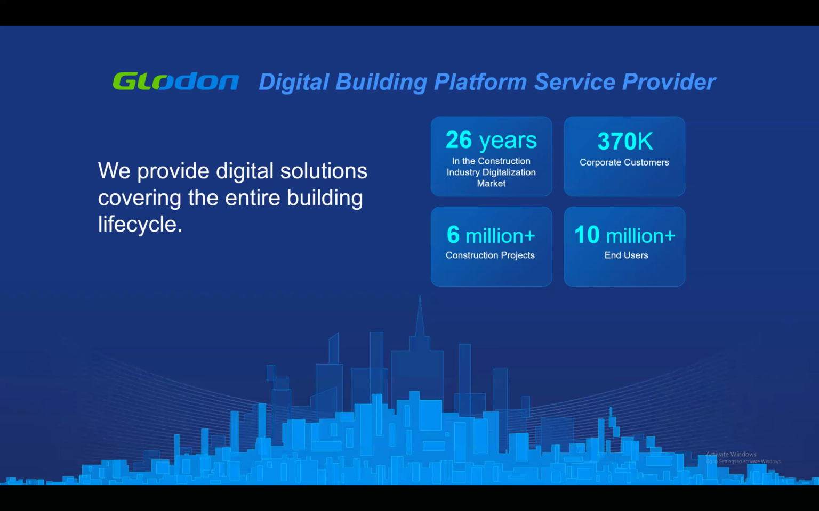And this is the Glodden company. This is the legacy of the Glodden company. We have 26 years of experience, and we have 370,000 corporate customers, and we have completed 6 million construction projects, and we have more than 10 million end users. Please tell me the main reason for these data. Can anybody guess? Population of China. Okay, so our software is from China. We are the number one measurement software in the Asian region.